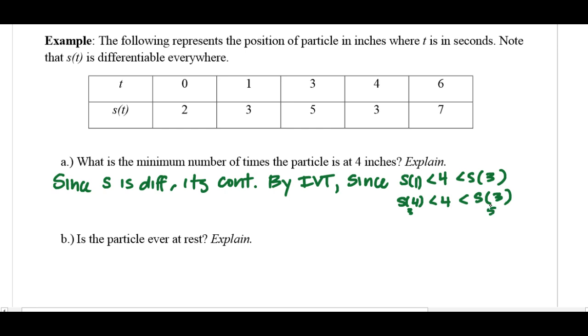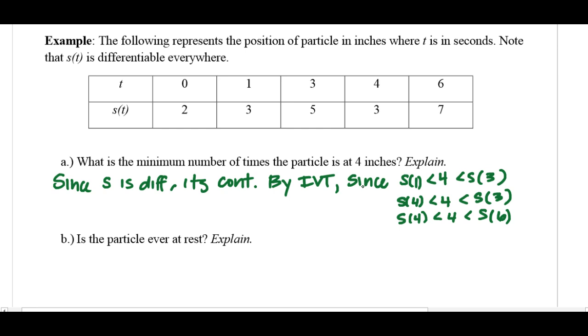So 4 is between 3 and 5. So 3 is less than 4 is less than 5 is what that second statement says. And then the last statement that I'm going to need to write is that S of 4 is less than 4 is less than S of 6. So 4 falls between these 3 intervals.